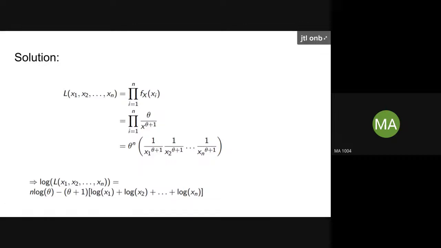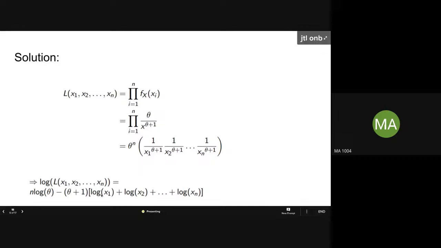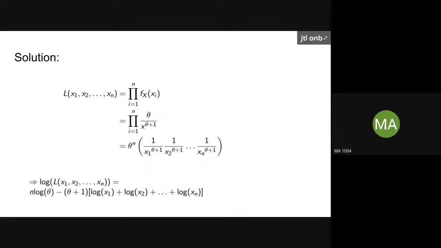Again, using the property of log: log AB, you can write as log A plus log B. Like this, log A, B, C, D and so on, you can write as log A plus log B plus log C. Using the product rule of logarithm, log AB is log A plus log B. So using that, you can split into log x1 plus log x2 plus log xn. So this is the log likelihood, the log of the likelihood function.